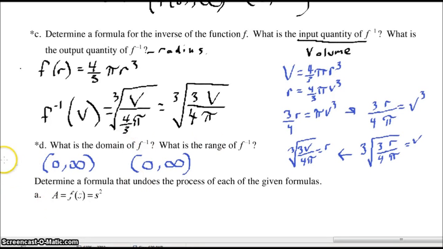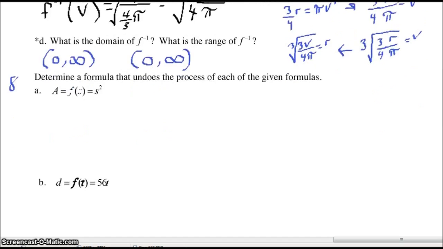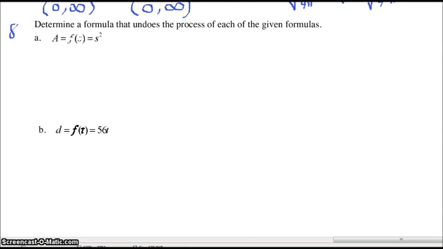Okay, I think this is problem 8. Might say 7 in your book. Determine a formula that undoes the process of each of the given formulas. So I'll try to give you guys a couple different ways to solve these. This is a equals f of s equals s squared. So just think, what would undo a square? It would be a square root.